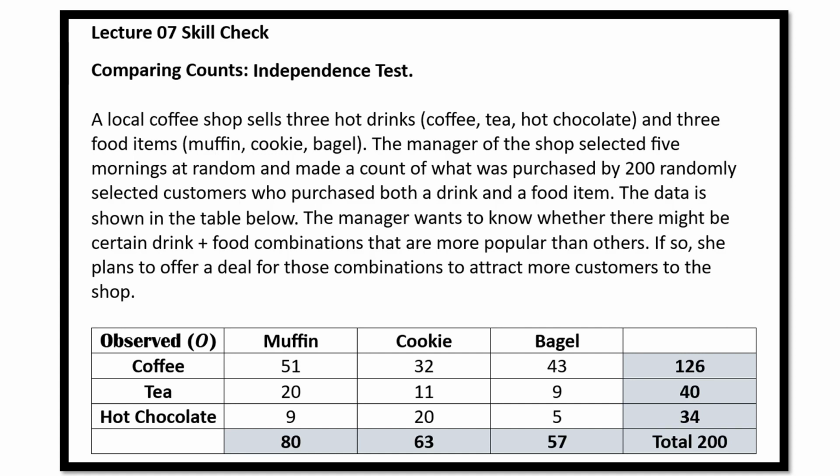So the data is shown in the table, and the manager wants to know whether there might be a certain drink and food combination that is more popular than others. And if so, she plans to offer a deal on that combination to attract more customers.